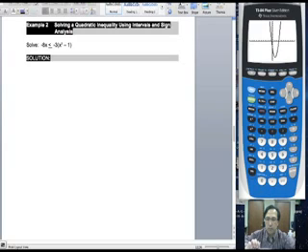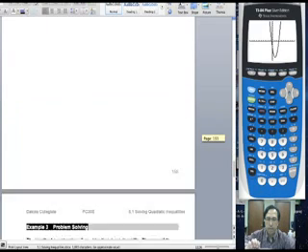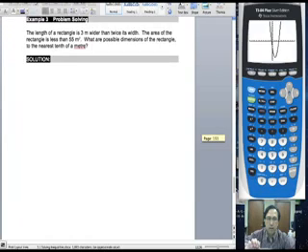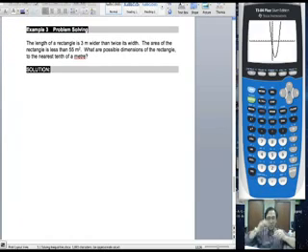Okay, last example, word problem. So people struggle with this, and the way you get better at word problems is to ask questions, work through them, and get used to the language of the word problem itself. The length of the rectangle is 3 meters wider than twice its width. The area of the rectangle is less than 55 square meters. What are the possible dimensions of the rectangle to the nearest tenth of a meter?